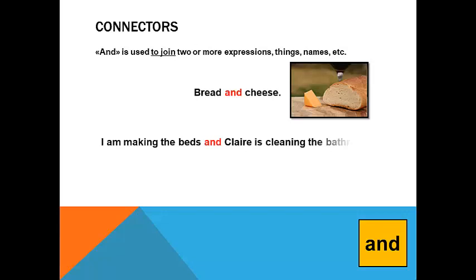Let's continue with the following example. I am making the beds and Claire is cleaning the bathroom.